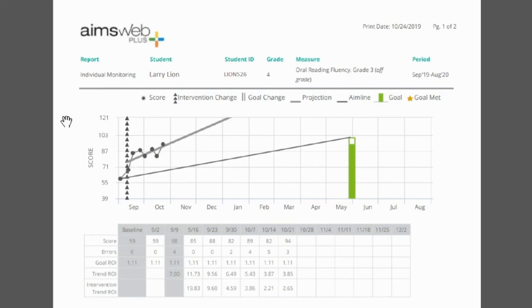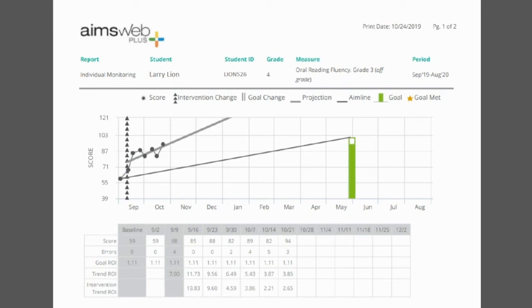Before we start any progress monitoring, our school administrators will set a long-term goal, which is seen on the graph as this vertical bar. The filled-in area of that bar indicates how much work a student has made towards that set goal. For instance, you can see that Larry Lyon has made a lot of gains in his oral reading fluency and is very high up and working really well towards his goal.